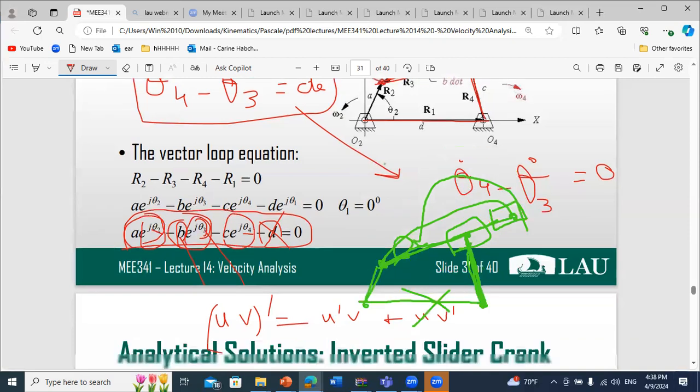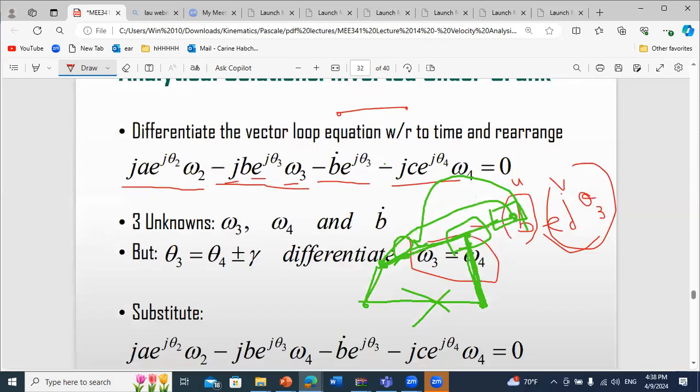B dot represents the linear velocity of the block relative to the coupler. Exactly. Yes, B dot represents the linear velocity of sliding of the block relative to the coupler.